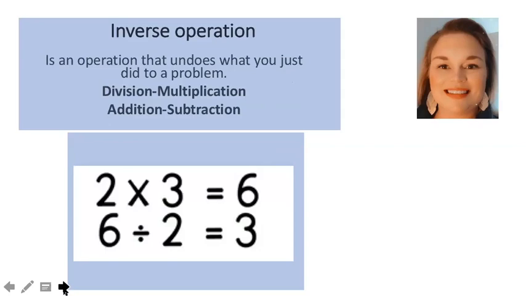So here's an example. 2 times 3 equals 6, which is multiplying. So the inverse of multiplication is division. It will undo what we just did. So 6 divided by 2 equals 3.